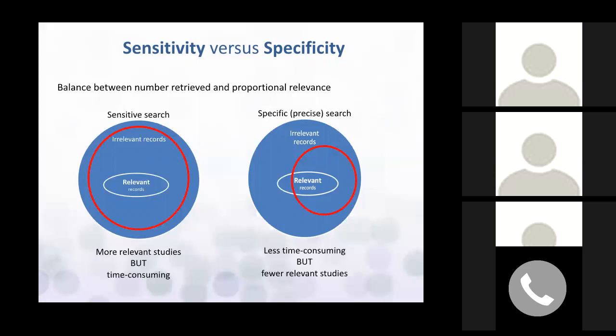Whereas if you do a more specific search, you're more likely to find fewer records, but you may miss some of the relevant ones. And so this is just something to consider as you make your search more and more specific, that you may end up missing things that are relevant to you because you're asking for too many requirements.